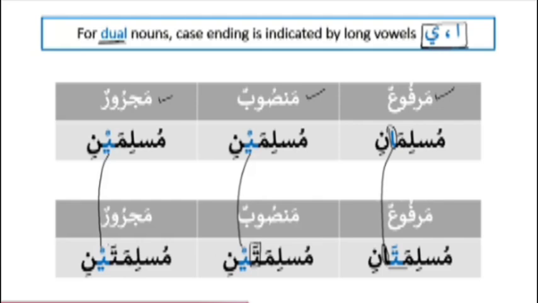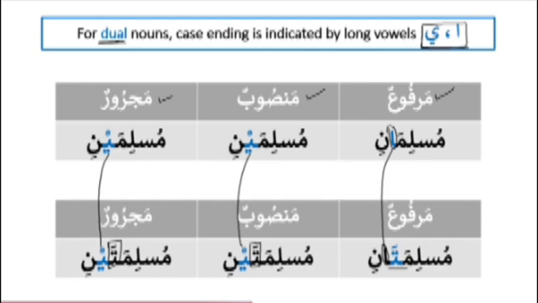However, we know that in the feminine, we have extra ta. We have what? Extra ta. But in the masculine, we don't have extra ta. We discussed in the previous lesson. So it will be muslimani, muslimaini, muslimaini. And for the feminine, it will be muslimatani, muslimataini, muslimataini.